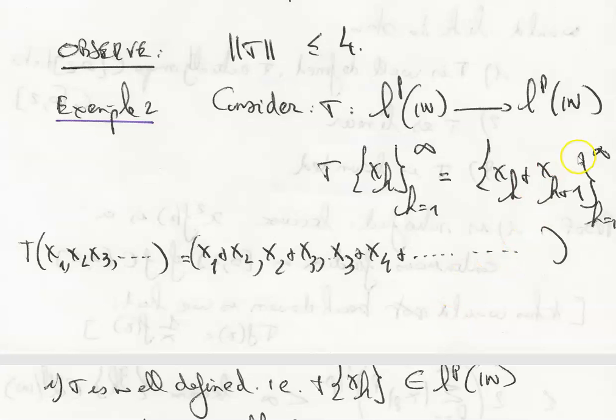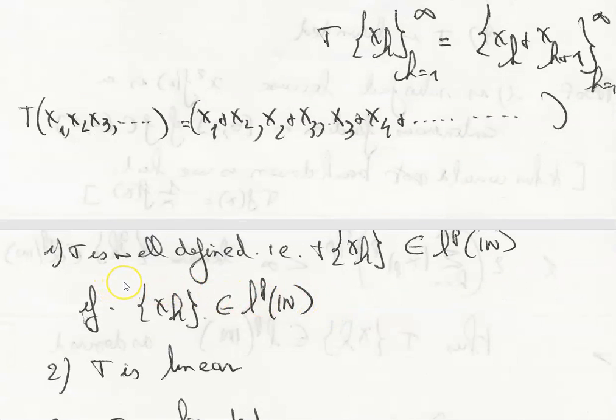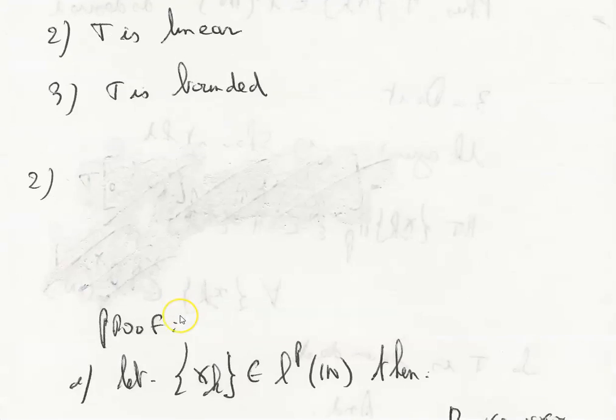To visualize how this operator acts on our sequences, we have that T of (x1, x2, x3, ...) is the vector which has for first coordinate x1 plus x2, for second coordinate x2 plus x3, for third coordinate x3 plus x4, etc. So we see that T is well defined. Indeed, T of a sequence x belongs to l^p(N) if the sequence x itself, of course, belongs to l^p(N). Then T is linear, and then T is bounded.